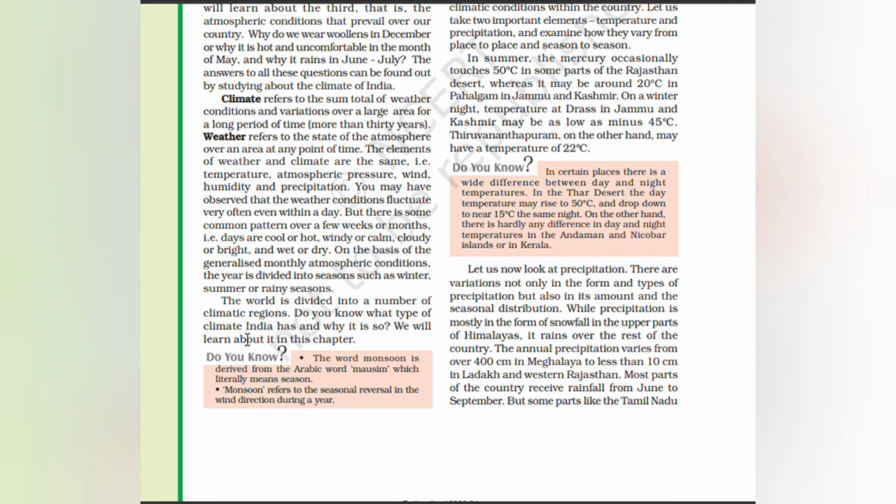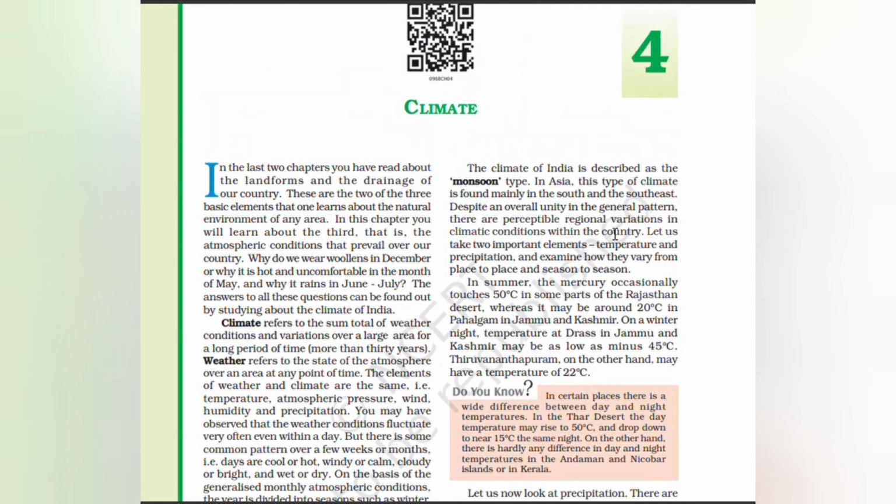Do you know what type of climate India has and why it is so? We learn about this in this chapter. The climate of India is described as the monsoon type. In Asia, this type of climate is found mainly in the south and southeast. Despite an overall unity in the general pattern, there are perceptible regional variations in the climatic conditions within the country. Let us take two important elements, temperature and precipitation, and examine how they vary from place to place and season to season.